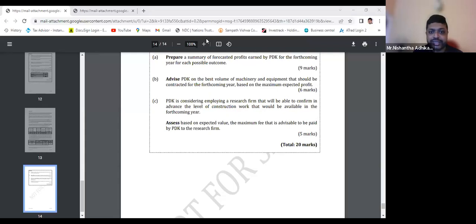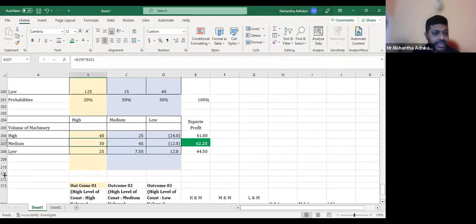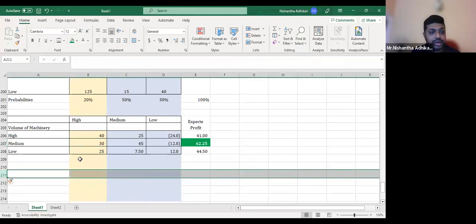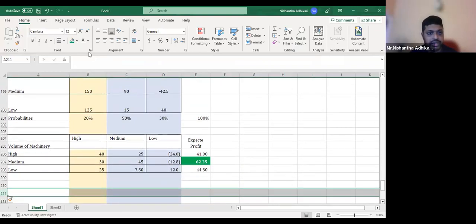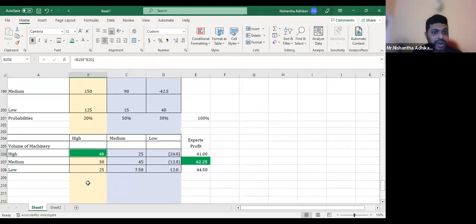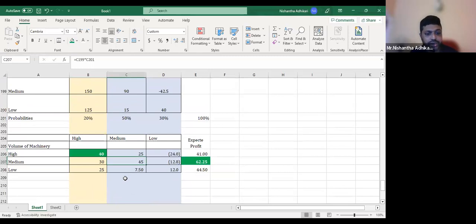Now, as we have calculated the expected values there, here 40 million, 30 million. Likewise, if you know it perfectly, you can assess. If it is a high level of construction, the optimum profit that you can earn is 40. If you have perfect information, if high level of construction work is known, then you have to order high. If you know it is medium level of construction work, the highest expected value is 45 million. If it is low volume construction work, the best option is to select low volume machinery, and the expected profit is this much.